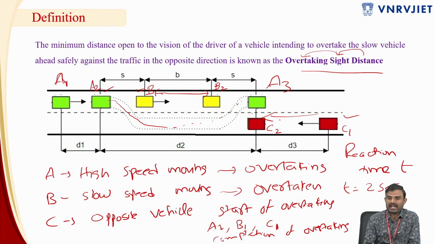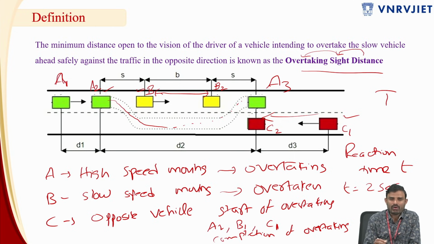So the time in which this entire operation is happening is said to be the overtaking time, which is represented as capital T. During the entire overtaking time, vehicle A is moving from A2 to A3, vehicle B is moving from B1 to B2, and vehicle C is moving from C1 to C2.